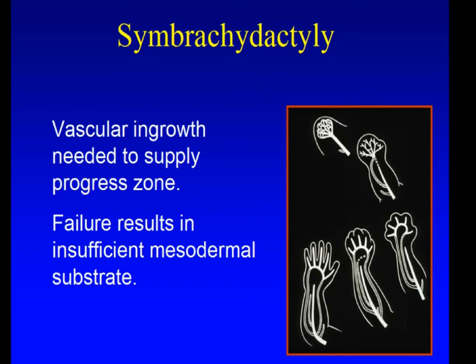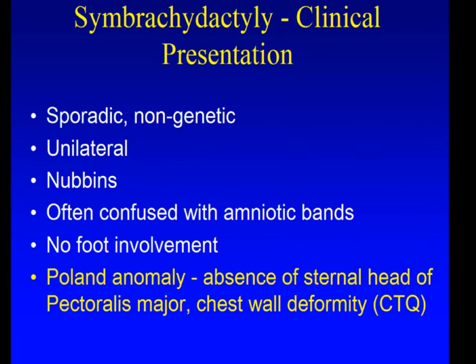So you don't have the vascular supply to that mesoderm tissue in the progress zone, so that's the part that gets shortened. This is a sporadic condition. It is not inherited. It is always unilateral. And the reason that is thought to occur is because if you think about the heart arches forming, if that happened bilaterally, it would be terminal. So the pregnancy would not survive.